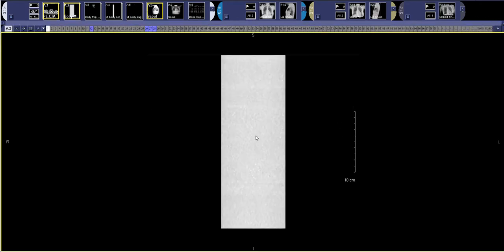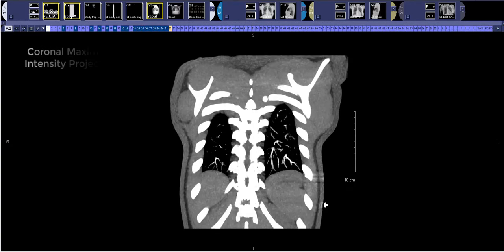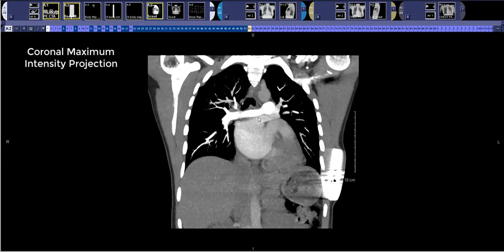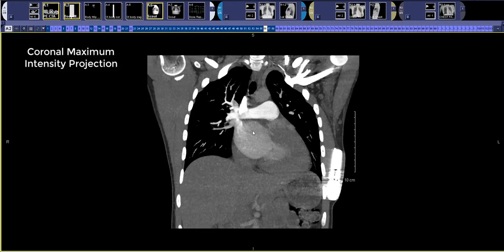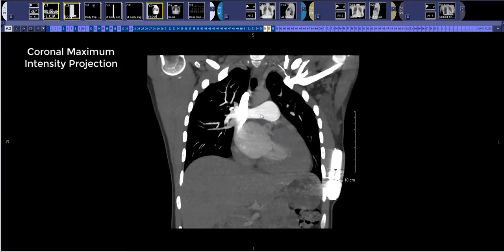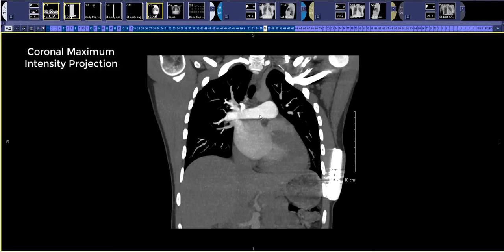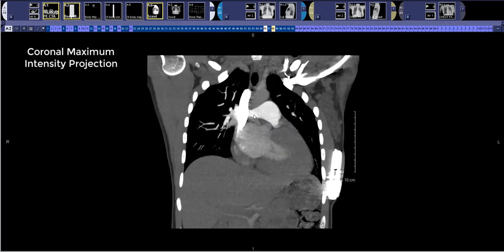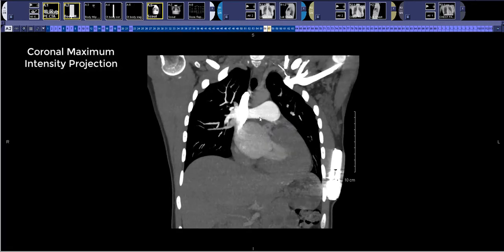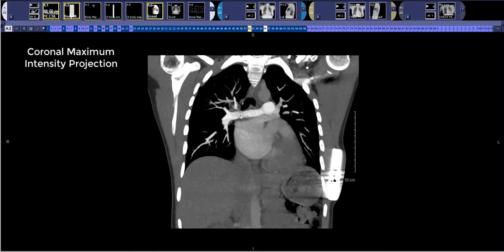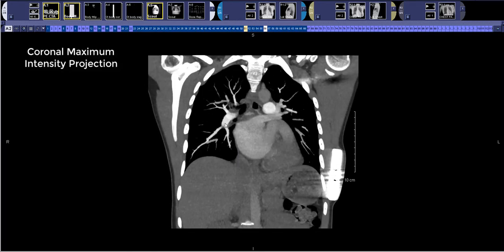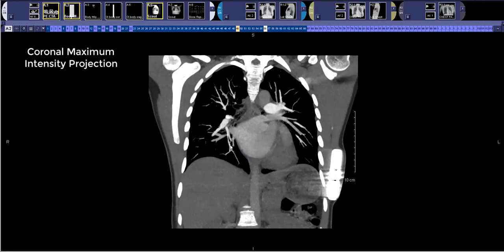I look at the coronal MIPs next, which I find to be really helpful for laying out the vessels, looking for PEs. I like to window it, and I like to do this on the axial as well when looking at the pulmonary artery. So the pulmonary artery isn't as bright white as possible, but just slightly less than completely bright white. I do the right one first, and you can see on the MIP how it lays out long segments of the arteries.